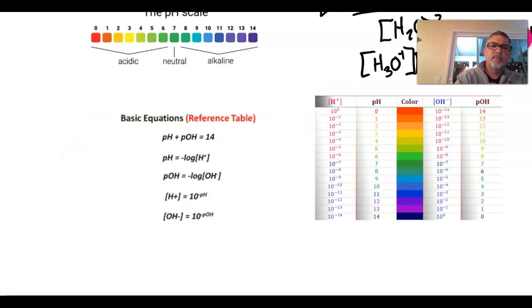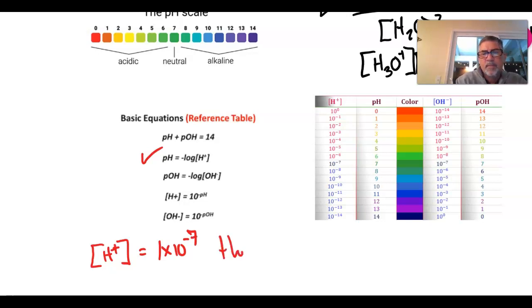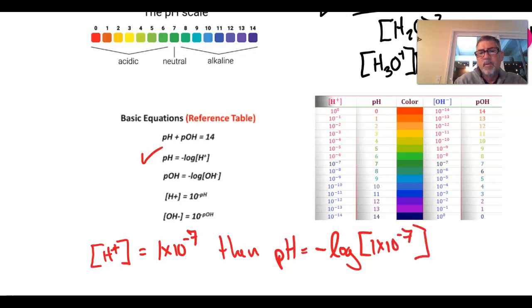common equations you'll need, right? So pH plus pOH is 14. So pH right here, we'll talk about, is the negative log of the hydrogen or the hydronium ion, right? So if my hydrogen is equal to 1 times 10 to the negative 7, then pH is equal to negative log of 1 times 10 to the negative 7, which is equal to pH. Which is equal to 7.